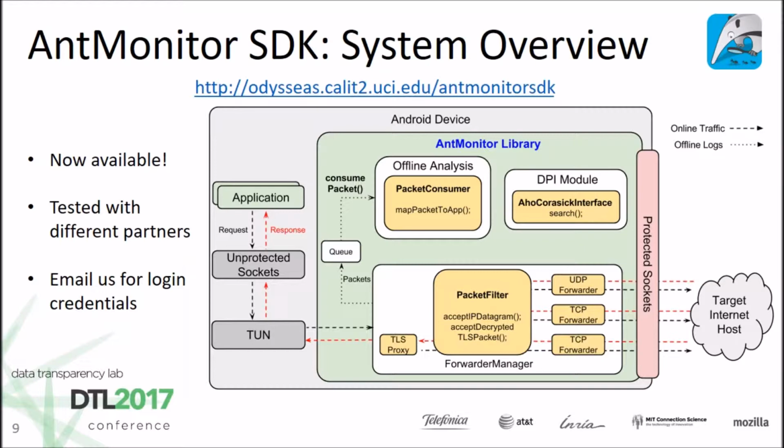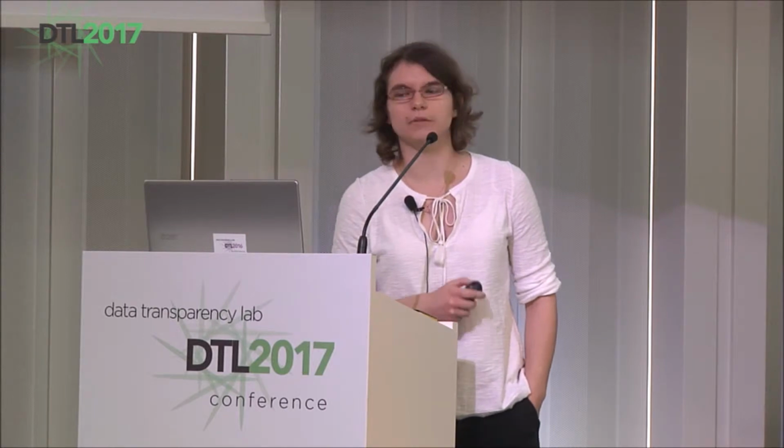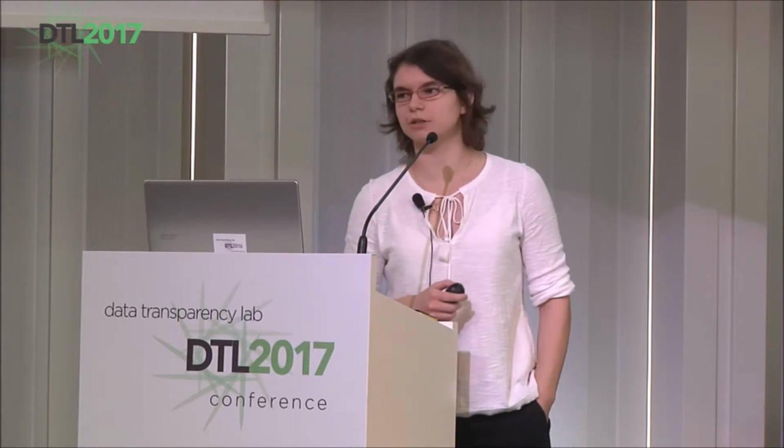So we thought this is better. Instead of delivering it as an app, we thought we'd package it as an SDK that other developers can make use of. So we provide all these functionalities in our library. You can get access to the packets, as well as any TLS packets that we decrypted with SSL bumping. You can also access the offline analysis module. We provide the capability to map each packet to the application that generated it. And we also have a DPI module available for you. That's a very fast Aho-Corasick search to search for any strings that you may be interested in.